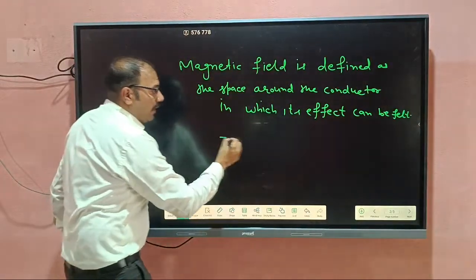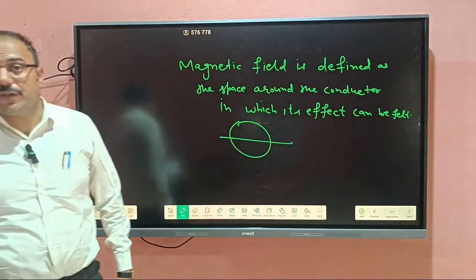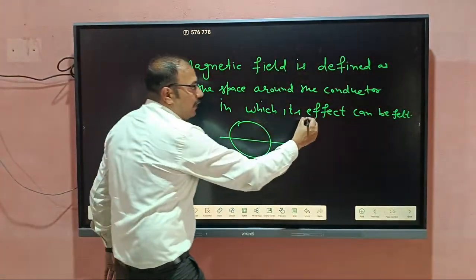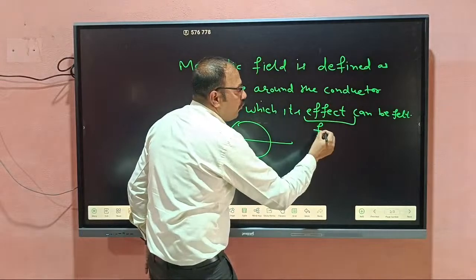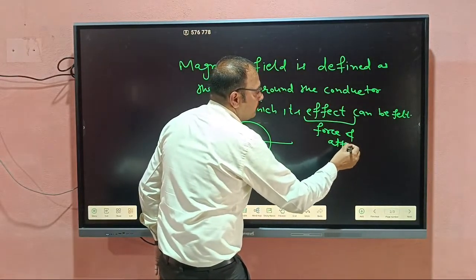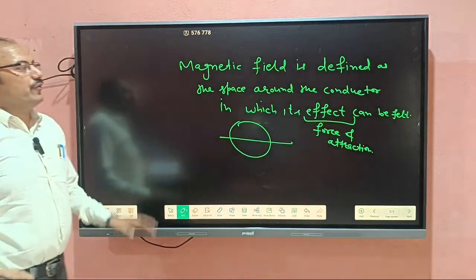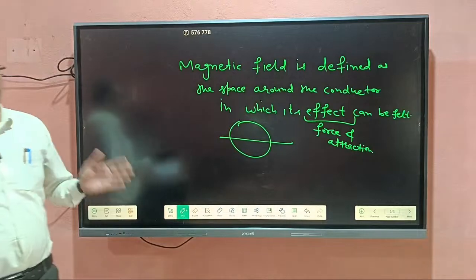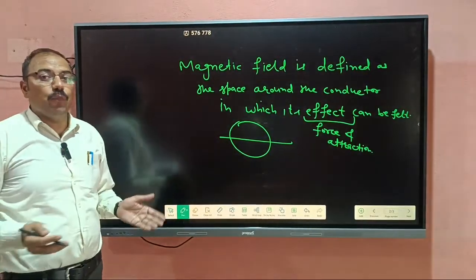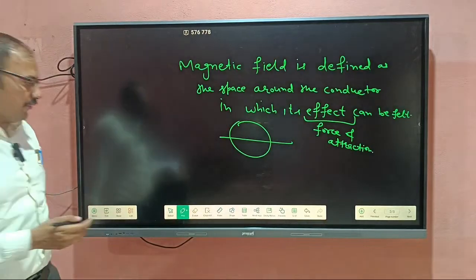So basically, this wire has a magnetic field. Here we observe force of attraction or force of repulsion. What does effect mean? Force of attraction and force of repulsion. So this is basically the space around a conductor or a magnet in which a force of attraction or a force of repulsion can be experienced.